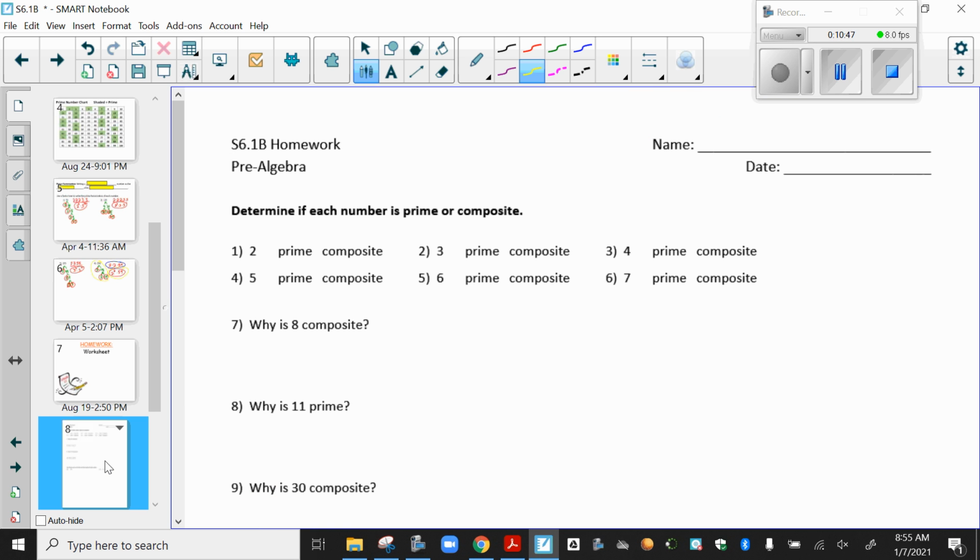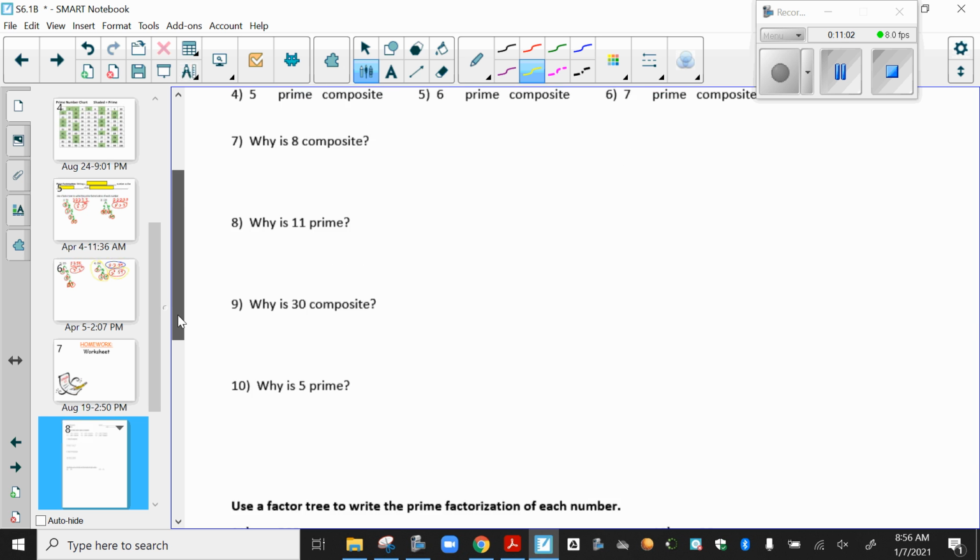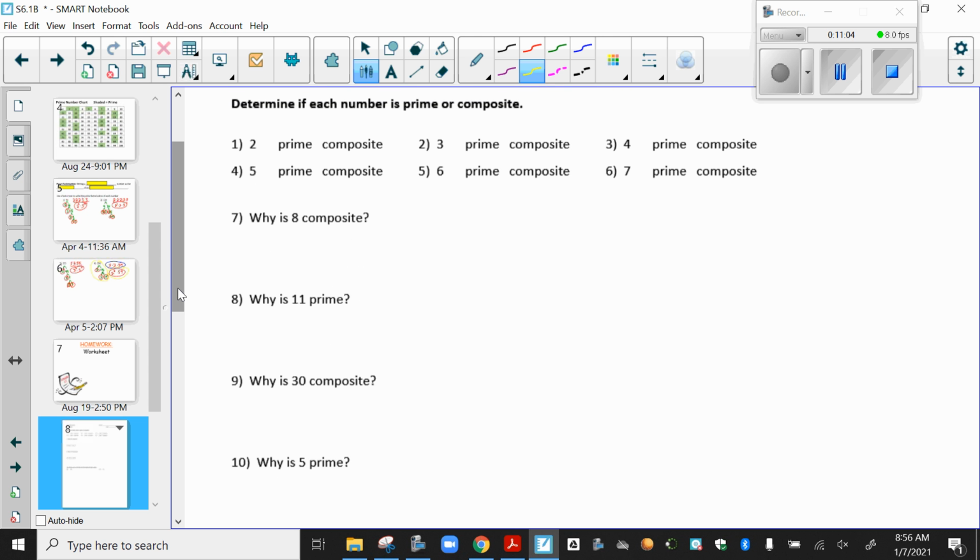Worksheet. Here you go, 6.1B, homework. Determine if each number is prime or composite. 1 through 6 is just like that first part that we did. You need to think about those numbers and decide if it's prime or composite. You also have a sheet. For 7, 8, 9, and 10, I want you to use words to explain why these numbers are composite. Tell me why they are composite.